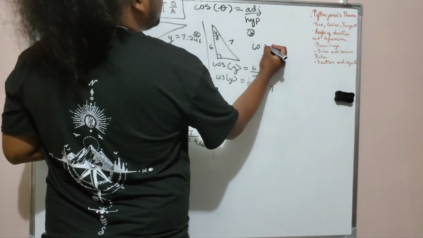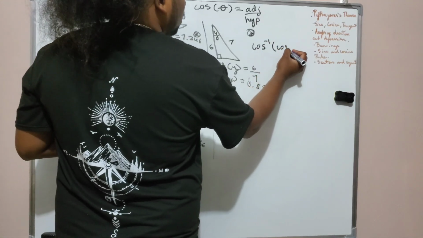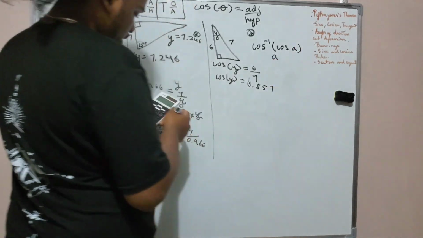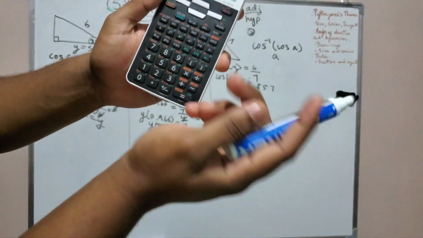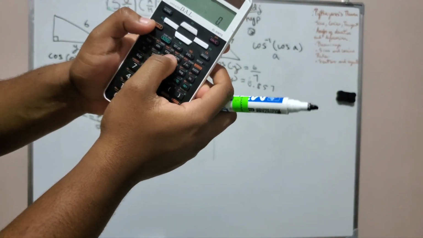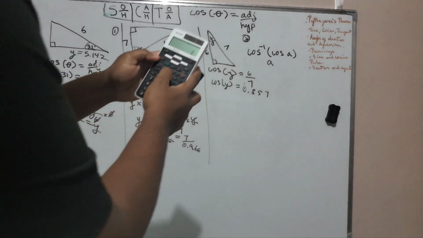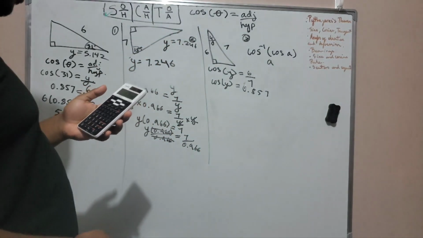So the same way how sine inverse cancels with sine, cos inverse of cos of A will just give you A. So I forgot to show, this is how you find cos inverse on the Sharp calculator. Cos inverse is second function cos. The same way how you find sine inverse.